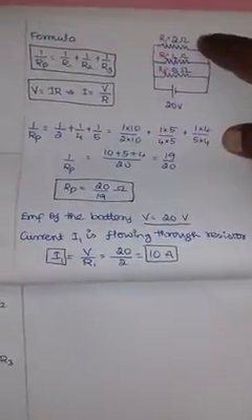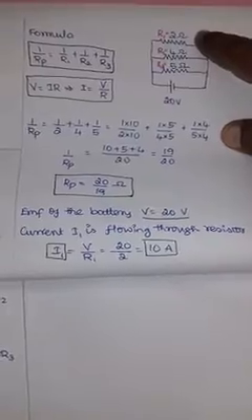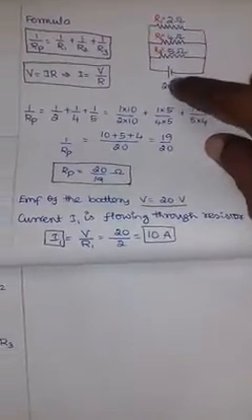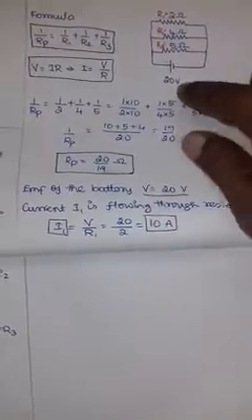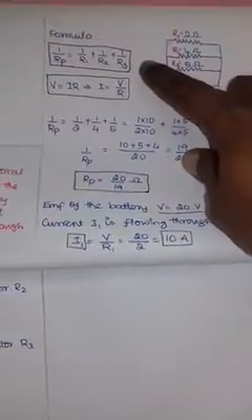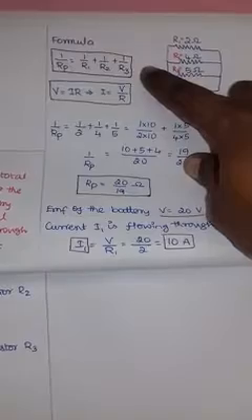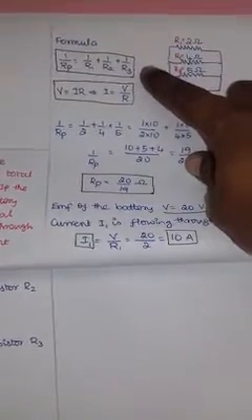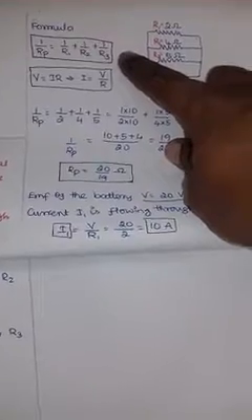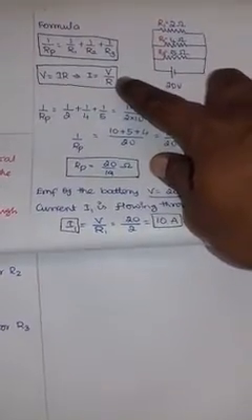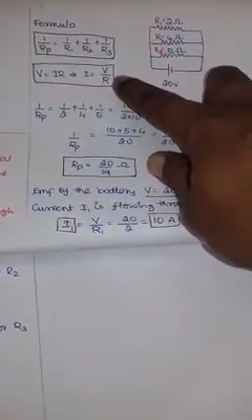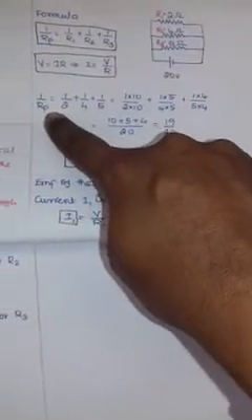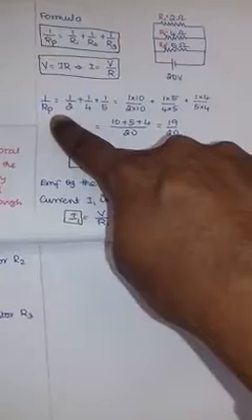So here I draw R1 is 2 ohm, R2 is 4 ohm, R3 is 5 ohm, which is connected to a battery of 20 volt. So we have the formula 1 by Rp is equal to 1 by R1 plus 1 by R2 plus 1 by R3. This is the parallel formula, right? And V is equal to IR, from that we can write I is equal to V by R. So first we are going to find the 1 by Rp value, and from that we will calculate the Rp value.